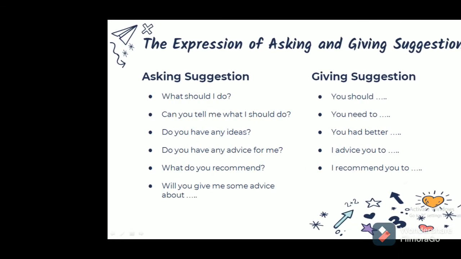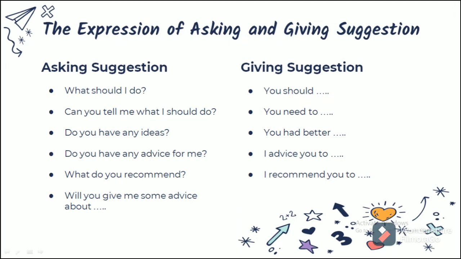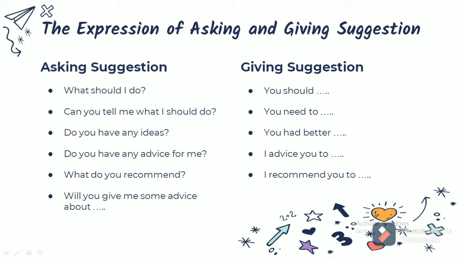Then in this slide, there are expressions of asking and giving suggestion. Asking suggestion is used when you ask someone about his or her opinion about something. To do that, you can use the following expressions. What should I do? Can you tell me what I should do? Do you have any idea? Do you have any advice for me? What do you recommend? Will you give me some advice about...? The dots can be filled with something that you want.